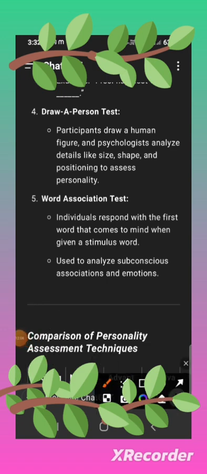Advantages of projective techniques: helps reveal hidden emotions and subconscious thoughts. Useful for diagnosing psychological disorders. Allow free expression without social pressure. Disadvantages: difficult to score and interpret. Results depend on the psychologist's judgment, less reliable and valid. Different psychologists may interpret results differently.